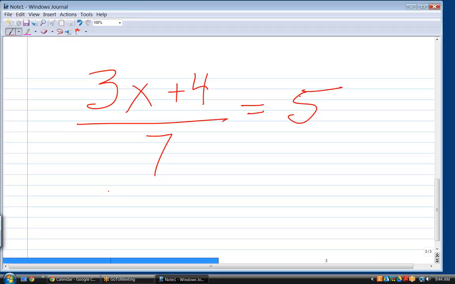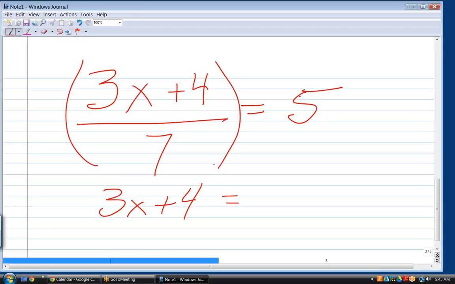So what's the next line? 3x plus 4 equals 5. Now hold on, I can't multiply the left side by 7 unless I multiply the right side by 7. In other words, 35. When I get rid of the denominator, I do it by multiplying that side of the equation by the denominator. So now I have 35 over here. Okay. Now, you can solve the rest of this easily enough, I know.